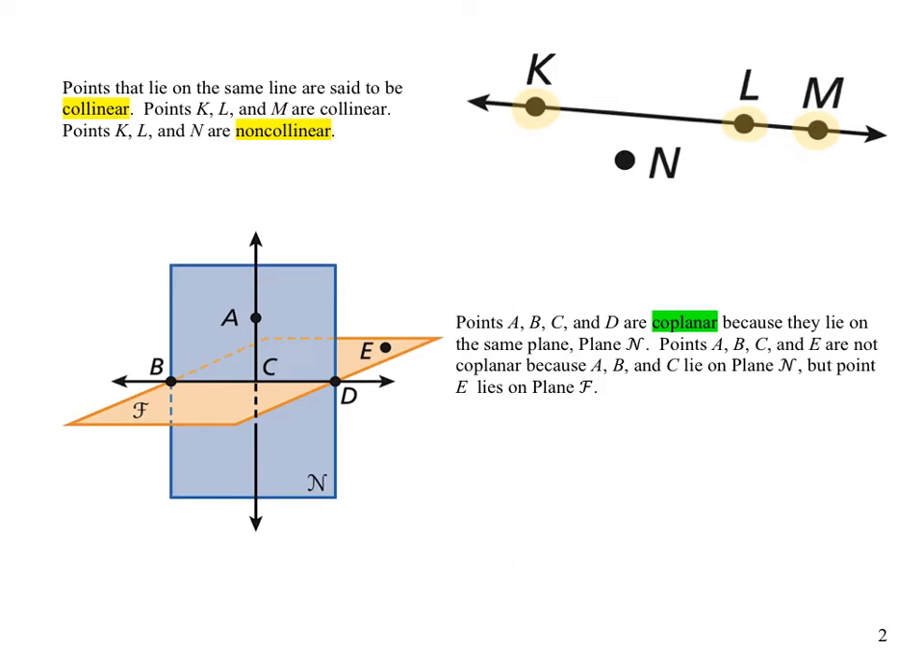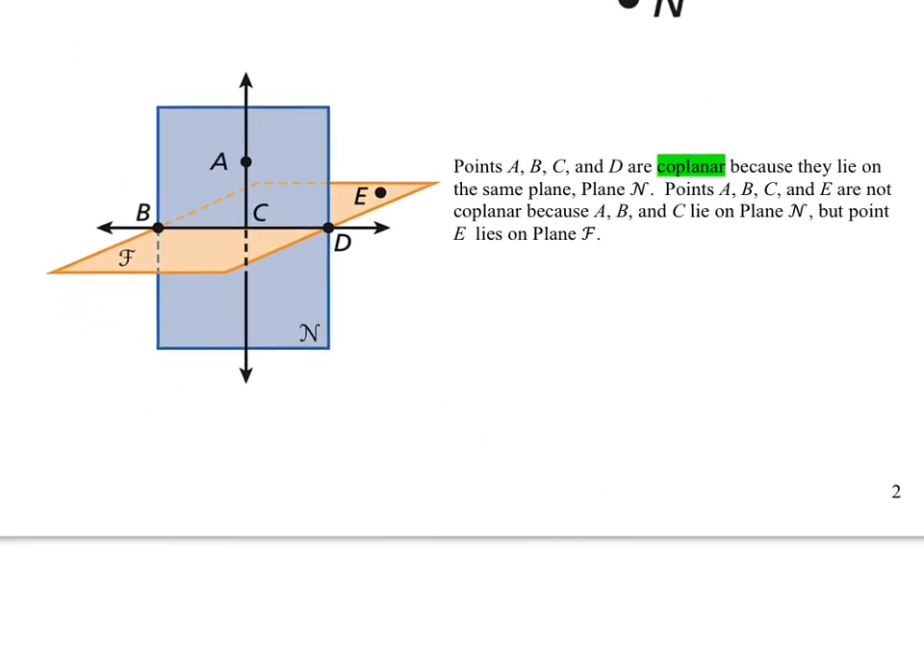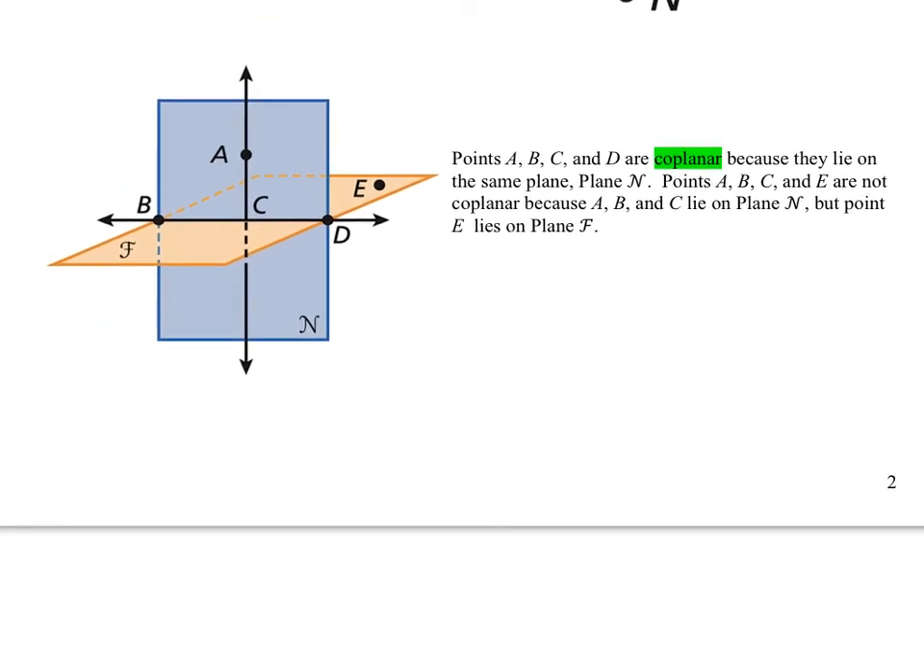Now, in the diagram of the planes, we have points A, B, C, and D. A, B, C, and D are all on the blue plane. They lie on plane N. Points A, B, C, and E are not coplanar because we can see point A is on the blue plane, but point E is on the orange plane, so they're not on the same plane.